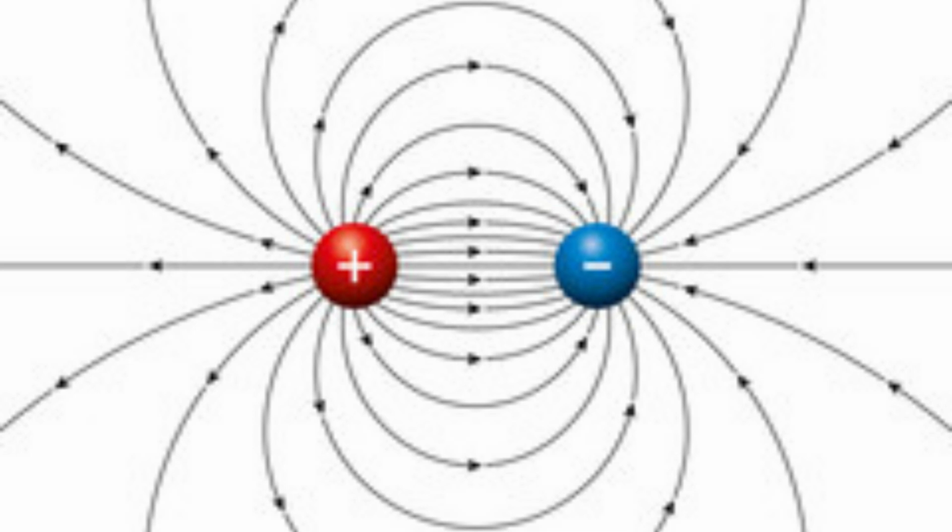Electric fields are created by charged particles. Electric fields are created by the presence of charged particles, such as electrons and protons. Any charged particle, whether stationary or in motion, generates an electric field in the space surrounding it.